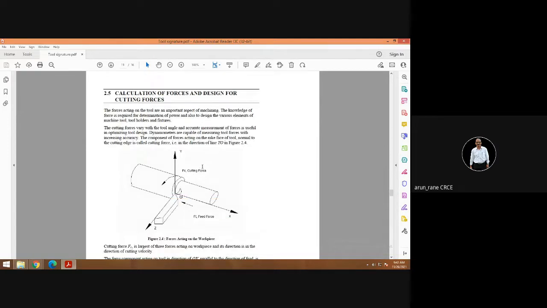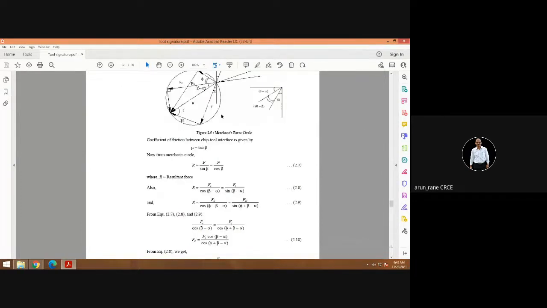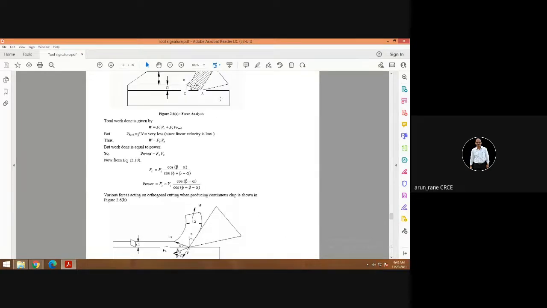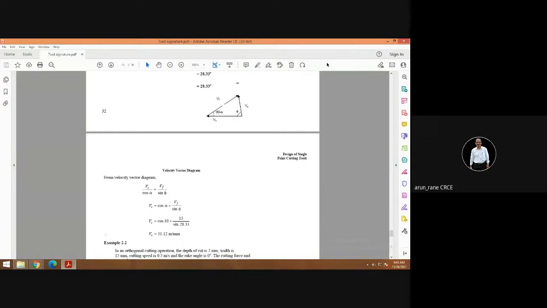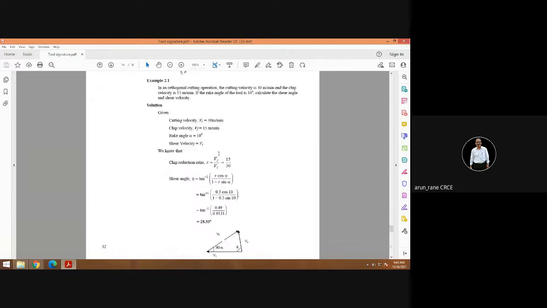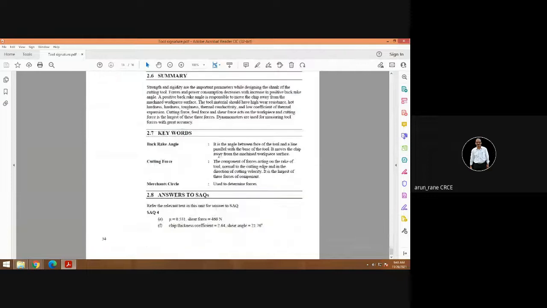Then here you have how to calculate the forces, and this calculation of forces will help you to finally calculate the HP. This is the Merchant's circle diagram. Again, you have this next year, that is third year, so I don't want to unnecessarily load you. This is the velocity diagram, how to calculate the various velocities across various planes. It is a little deep. It is too early for you. So from this presentation, from this file, only remember that tool signature. That's all.